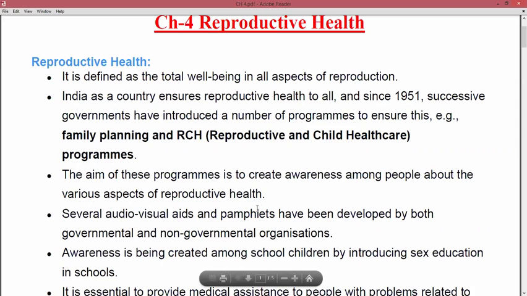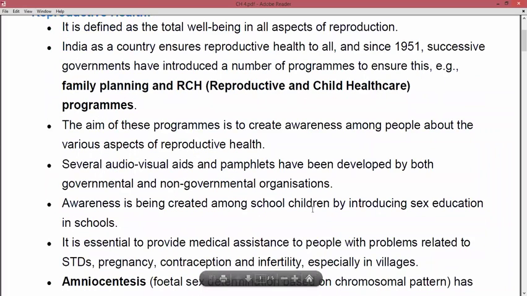Next, awareness is being created among school children by introducing sex education in schools. This is very important because every child should understand reproduction in a proper manner in order to create awareness as well as to maintain personal hygiene, right? Several seminars have also been introduced on sex education at the school level.